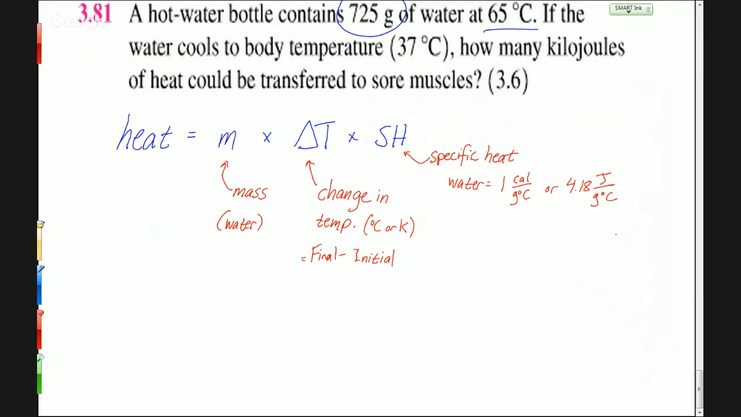All right, so in this particular problem then, that's going to be the mass of water, which is 725 grams, times the change in temperature, which in this case is 37 minus 65, times the specific heat, which we can use any of the numbers we want. Since the question is asking for kilojoules, probably makes the most sense to use the joule number here.